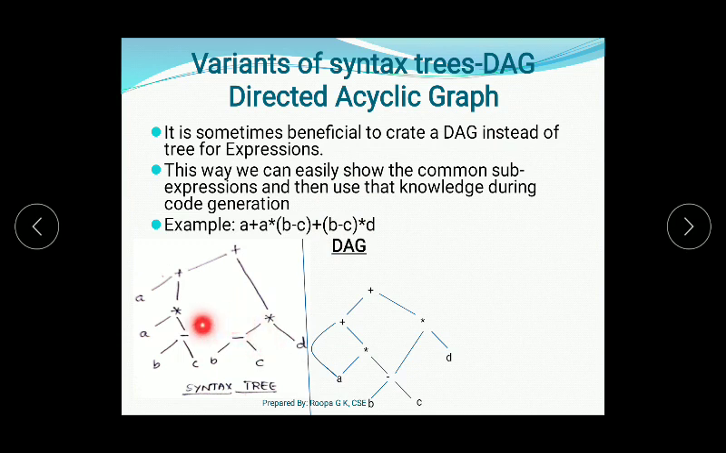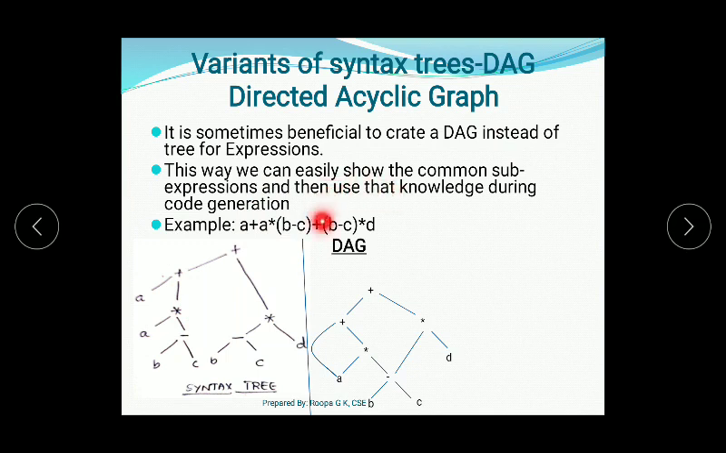After completing this part, then go for the remaining expression. What is the remaining expression? Here you have a star (b minus c) and here (b minus c) star d. So complete this part. I took this star operator here. For this star, one operand is a, and b minus c is the other operand. So this part is completed now.